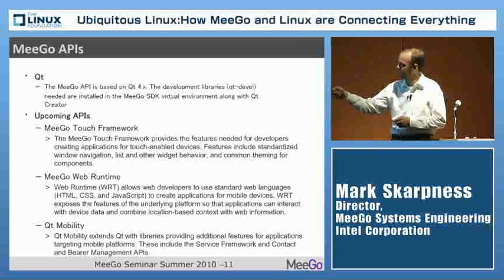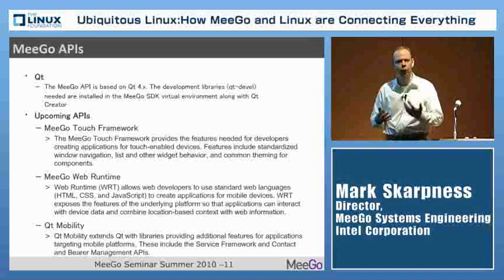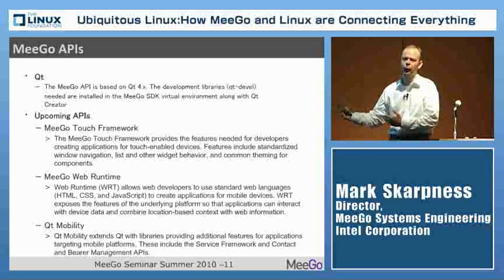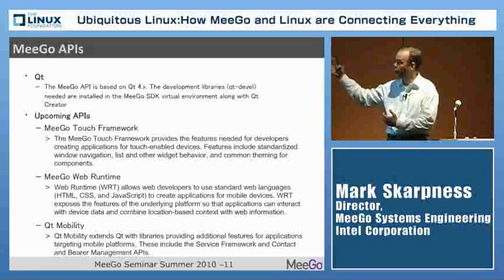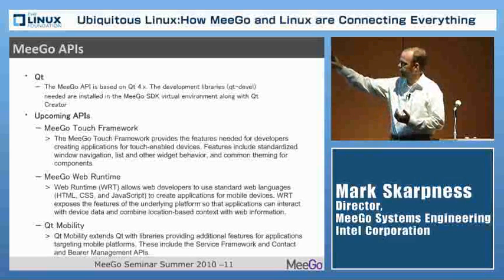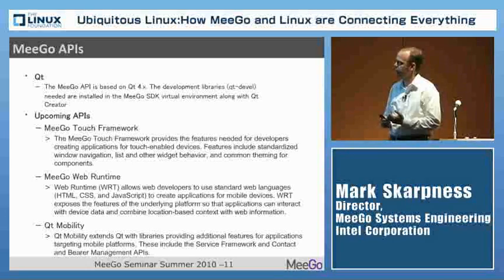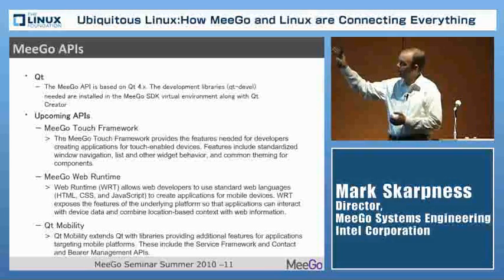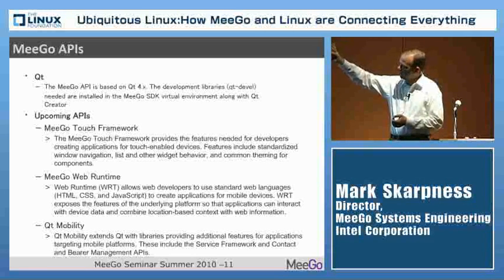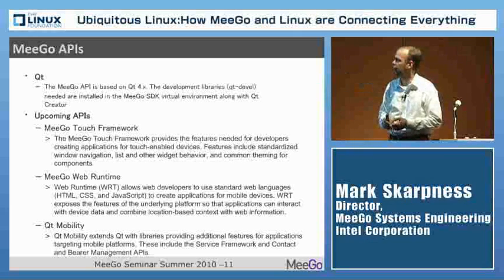Then the MeeGo Web Runtime, which is for rapid web-style application development, so widget-style apps. You can develop those using common web development tools and then run them in this Web Runtime, which is based on WebKit and supports HTML, CSS, and JavaScript, of course, as the core development languages. And that's something that will be in place for MeeGo 1.1 as well. So you have Qt for native application development, and then the Web Runtime for web-style app development.